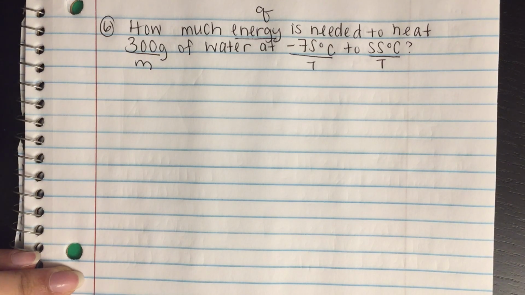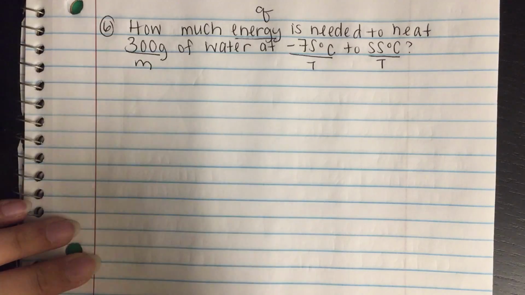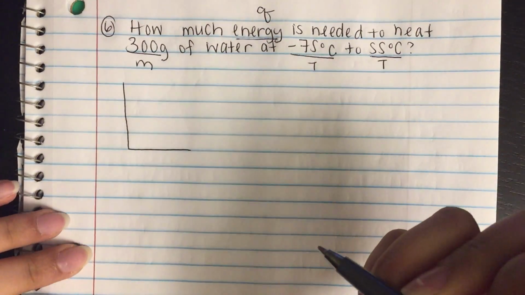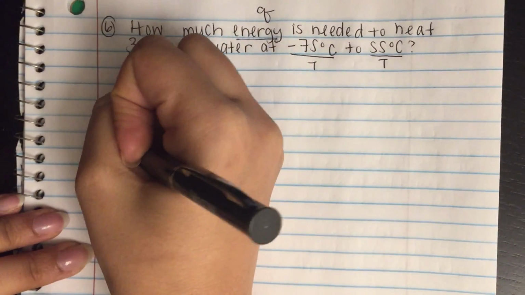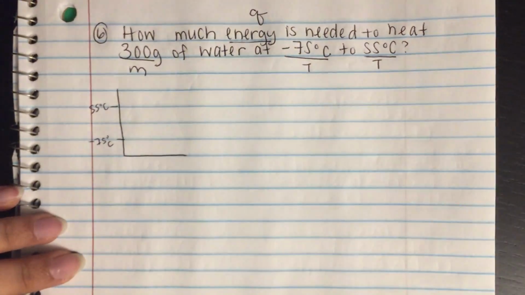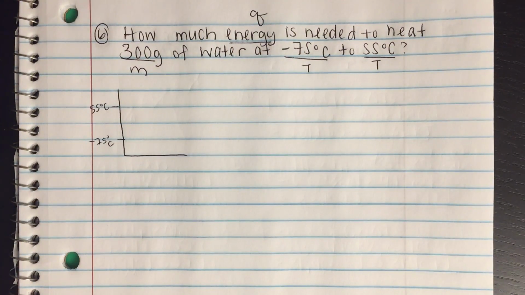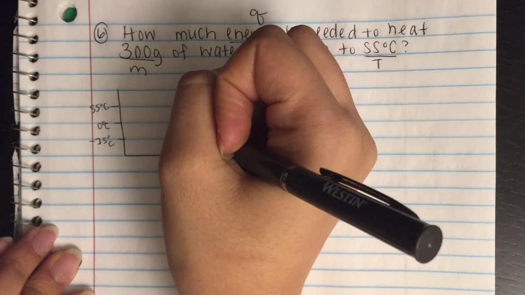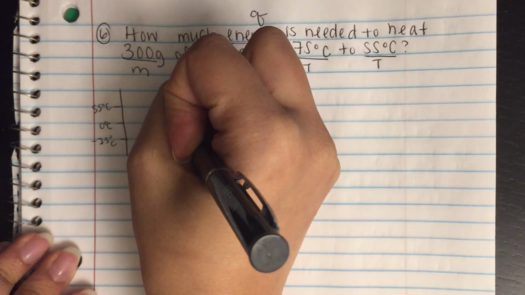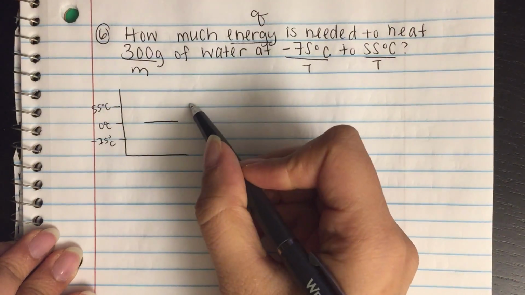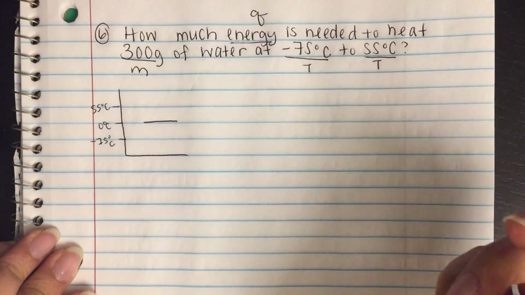So what we're going to do is create our graph again. And we're going to mark our negative 75 degrees Celsius and our 55 degrees Celsius. And then we're going to look at our melting and boiling point of water. So 0 degrees Celsius will fit in here, but 100 degrees Celsius won't. So we're going to draw our straight line, and next I need to connect my two temperatures, but I don't know if I want to connect them up or downward. I need to see what's happening.